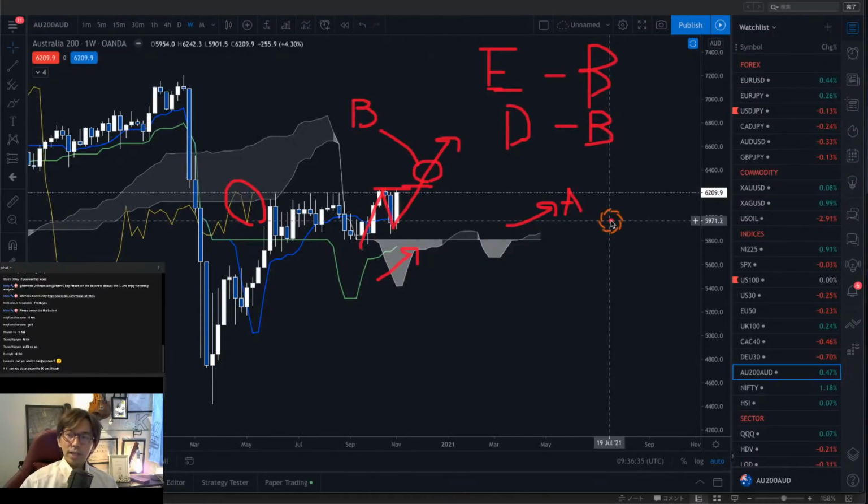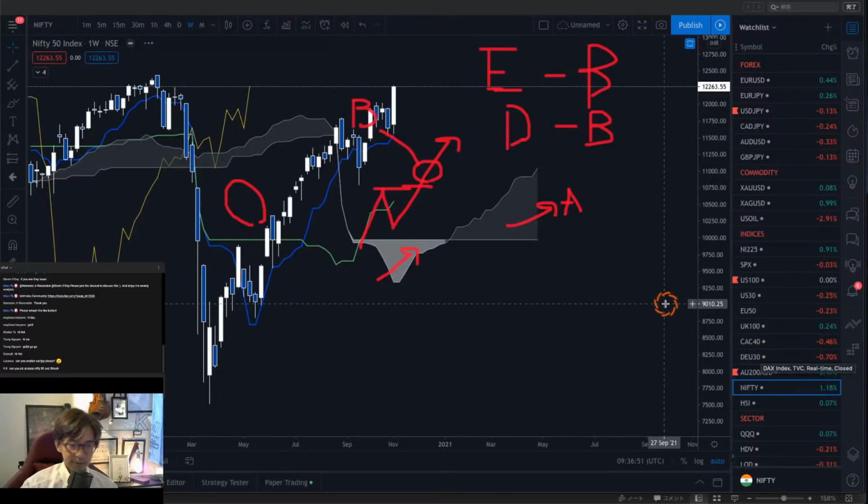Because both the equilibrium and direction are bullish on this Australia 200 to me. So I will flag this one also, and I will keep my eyes on this index next week. So let's move on to Nifty.